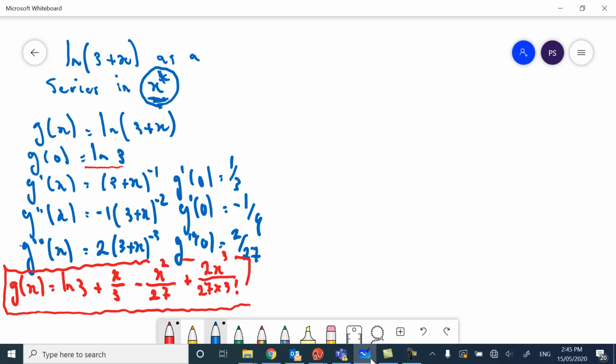But you'll notice in a way I used the Maclaurin series there. I didn't really use a Taylor series. So how would I use a Taylor series for this?